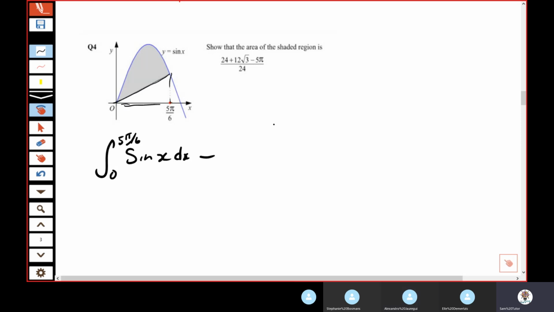What do you know? What are you going to do? You see a triangle now, you want to subtract the triangle. I agree with that, but so what? Tell me. I know the base of it, which is 5 pi on 6, correct? But I don't know the height.